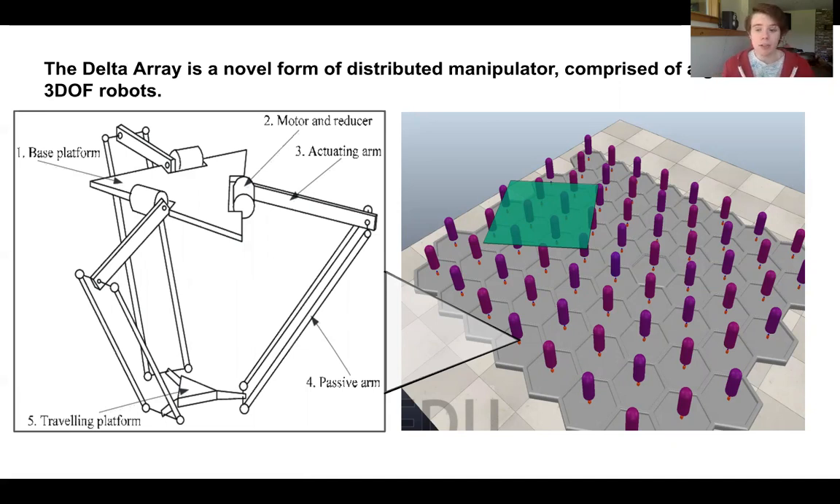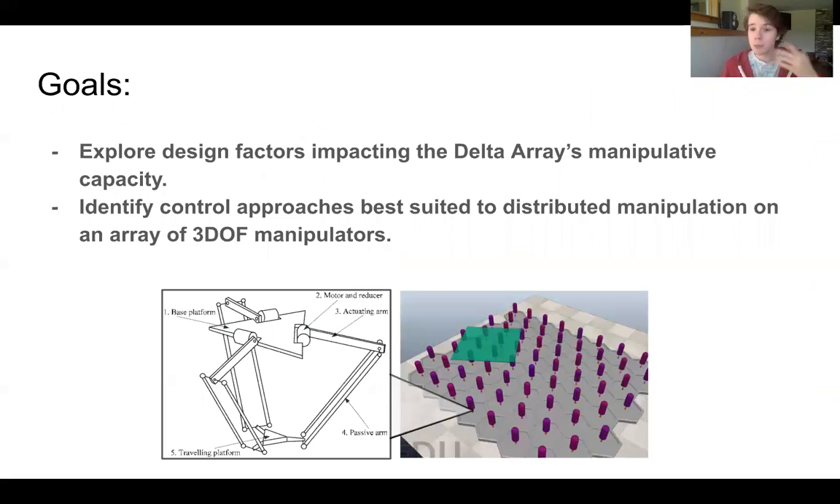What's really cool about the delta array is that it has all the benefits of a more traditional distributed manipulator while also being able to perform tasks like grasping or in-hand rolling, thanks to each individual delta's 3 degrees of freedom. But because this is a new tool, we don't know everything about what design factors might be useful to consider when making a delta array or how we can design effective control policies for it. So my goals this summer were to explore what design factors impact the manipulative capacity of a delta array and identify what approaches to control are best suited to it.